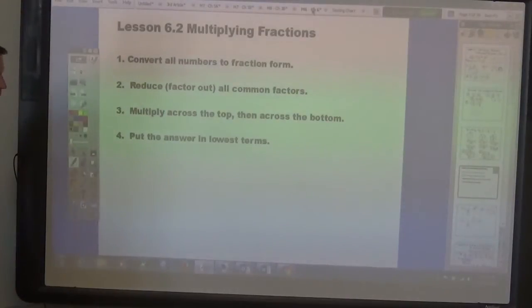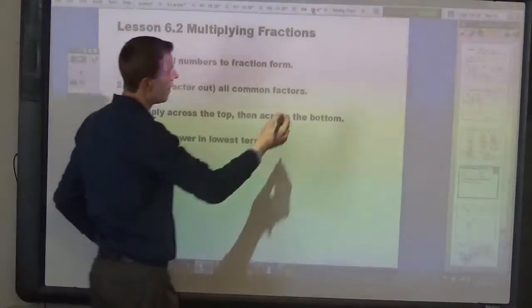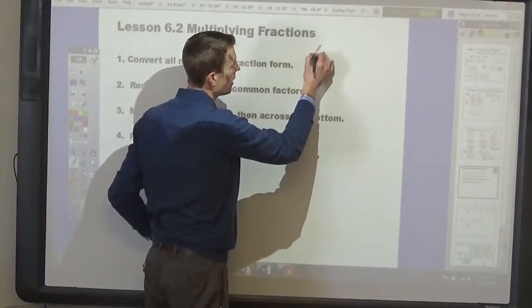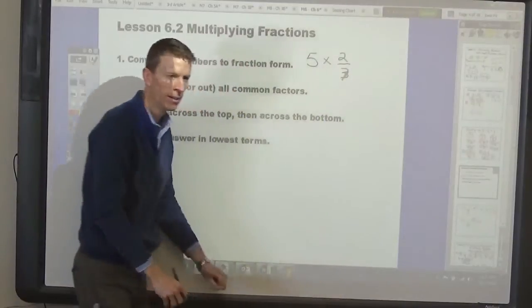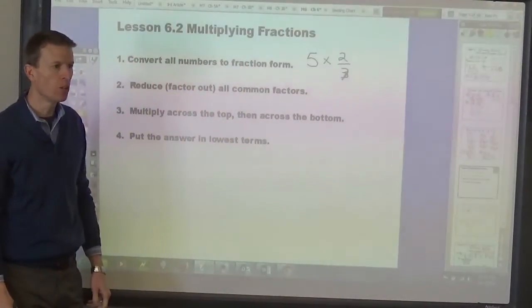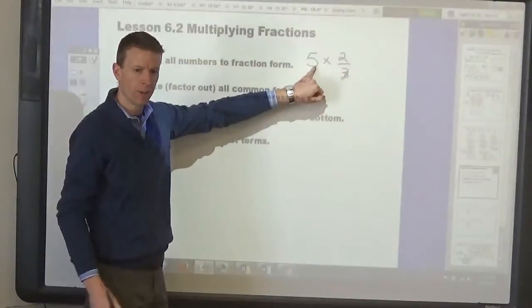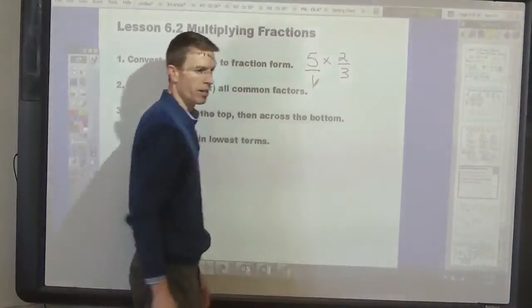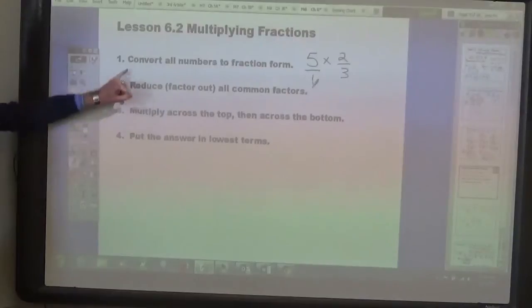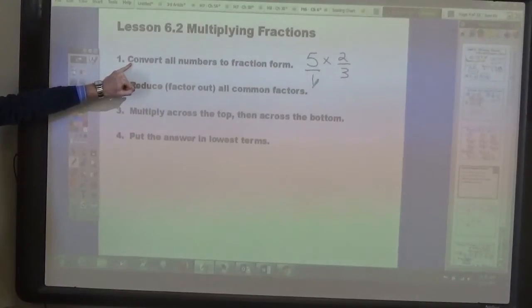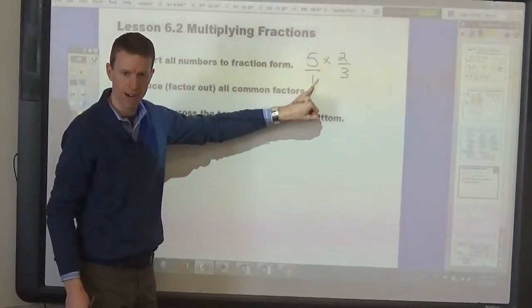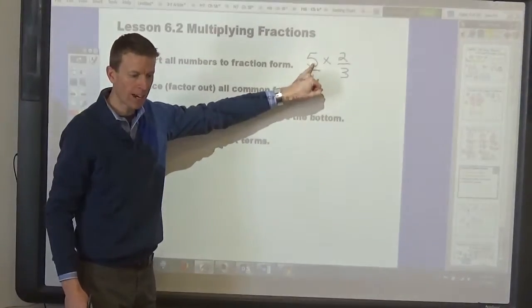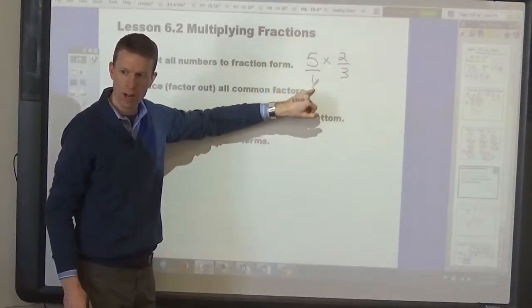When we're multiplying by fractions, if you have a whole number, it says 5 times 2/3, okay? The first thing you have to do is write the whole number as a fraction. So write that down next to convert all numbers to fraction form. If you have a whole number, you have to write the whole number as a fraction. How do you write a whole number as a fraction? You just write the whole number over 1.